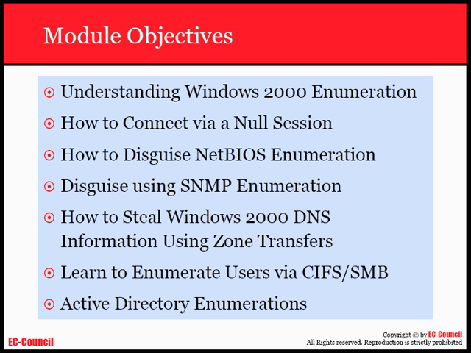So the objectives of this module are to understand exactly what Windows enumeration is. We're going to learn how to connect via a null session and how to disguise NetBIOS enumeration. We'll also look at disguising SNMP enumeration. Then we're going to look at how we can actually steal Windows 2000 and 2003 DNS information by doing what's called zone transfers. Then we'll learn to enumerate users by using both CIFS and SMB. And we'll talk finally about Active Directory enumeration.